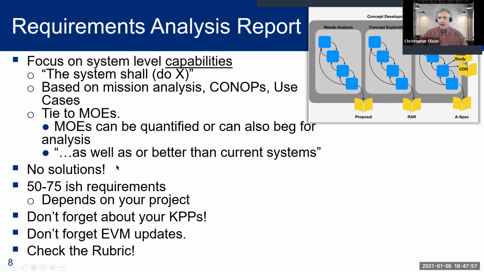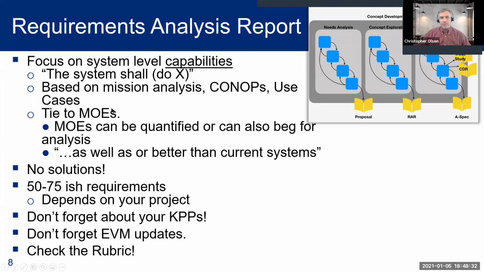No solutions at all. I should say no solutions unless it's driven in there by some external entity like regulations. Like if you're doing a car, obviously you're going to have seatbelts and things like that. You won't see that in a capabilities or requirements analysis report, a capabilities level document. You'll just say it shall be compliant with the most recent requirements instead. You want to tie your requirements to MOEs.